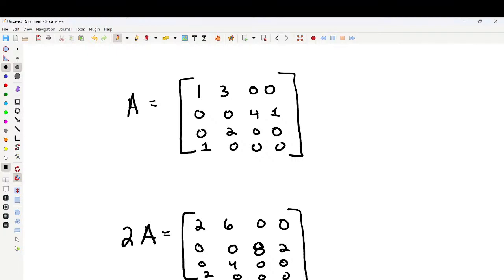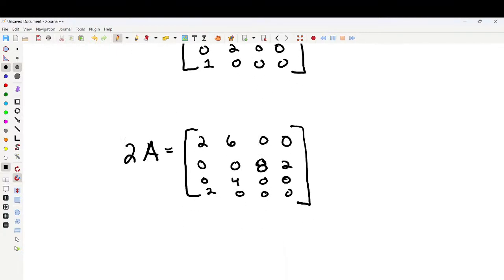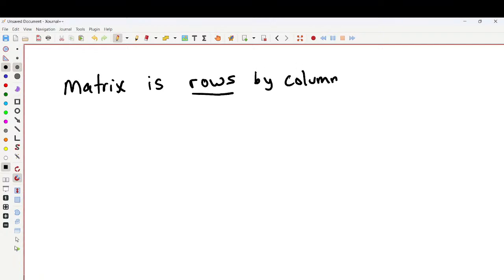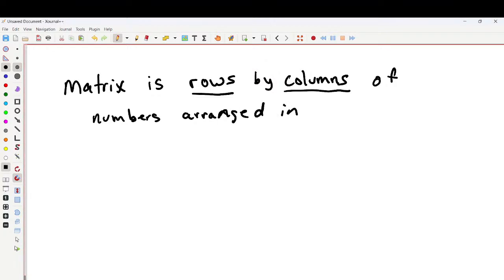All right. I think I'm going to pause with my little hook for what a matrix is and maybe doing something with it and just go a little more formal. So, to be clear, a matrix is rows by columns of numbers arranged in brackets.